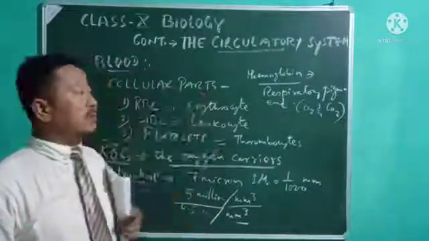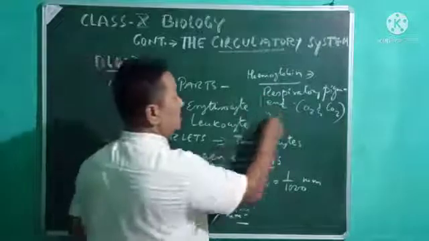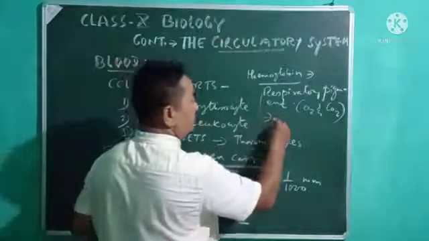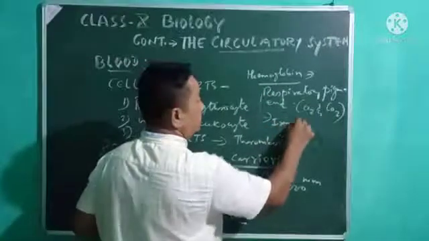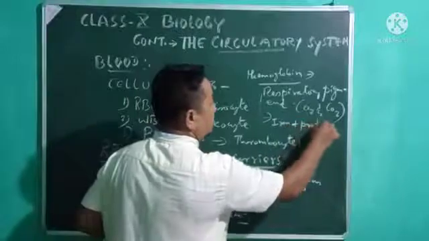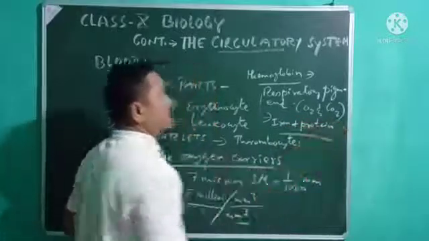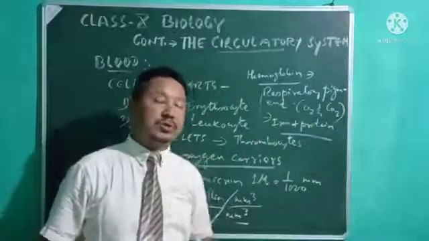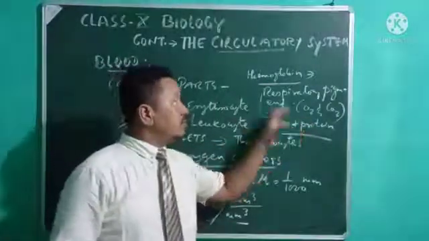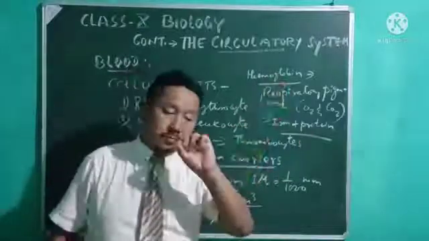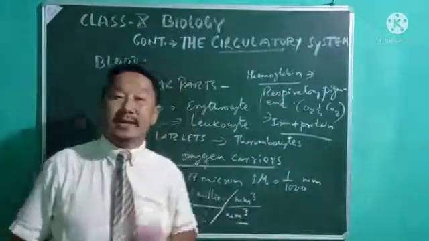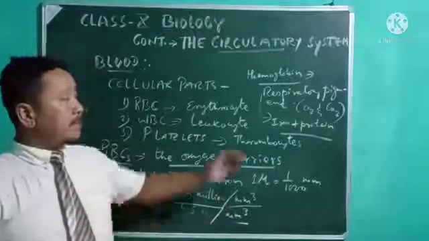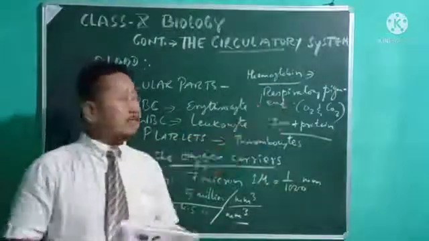And this hemoglobin is further composed of iron plus protein. So that means hemoglobin is composed of iron and protein. One thing we should remember is that because of the hemoglobin itself, the color of our blood is red.